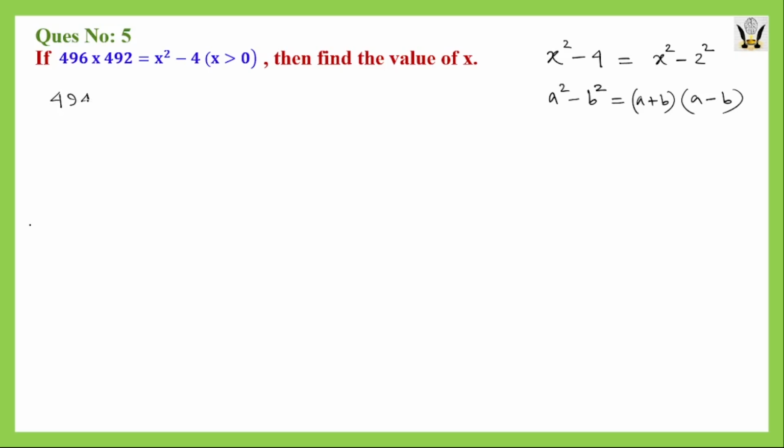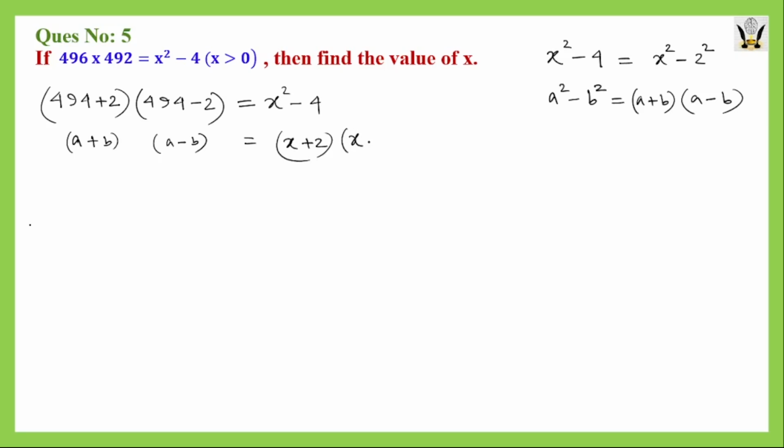So with 494, if we add 2, then we will get 496, and from 494 if we subtract 2, then we will get 492. And on the right side I am writing x square minus 4, which was given. So if I take 494 as a and 2 as b, then can't I write or resemble this as a plus b, and here it is a minus b, and this is x square minus 4, that means it will be x plus 2 and x minus 2.